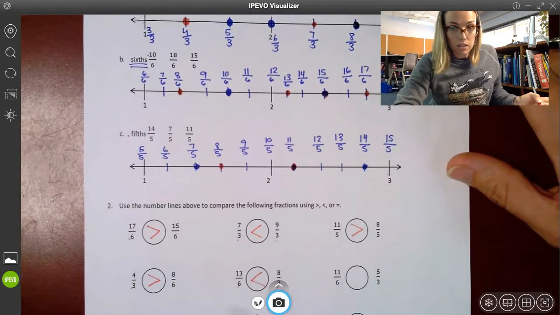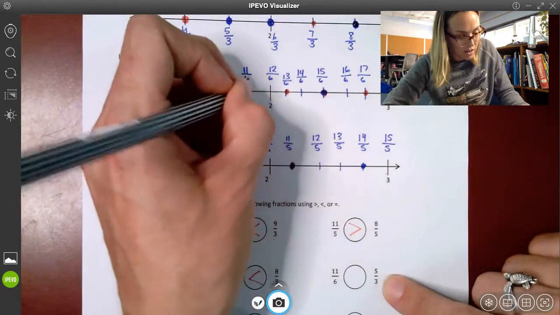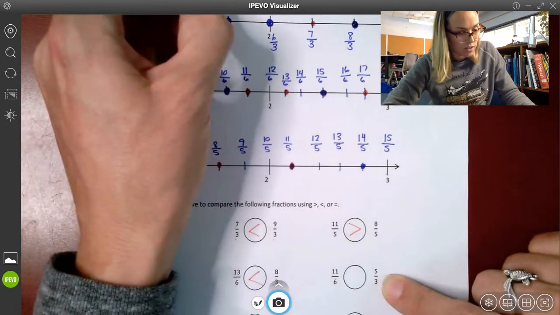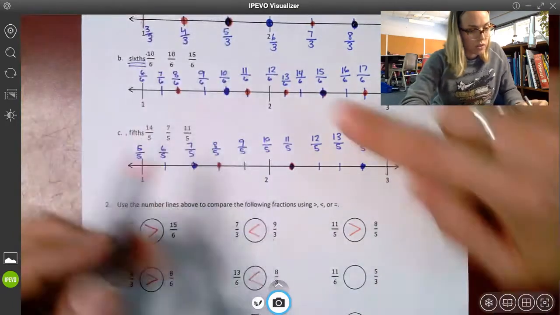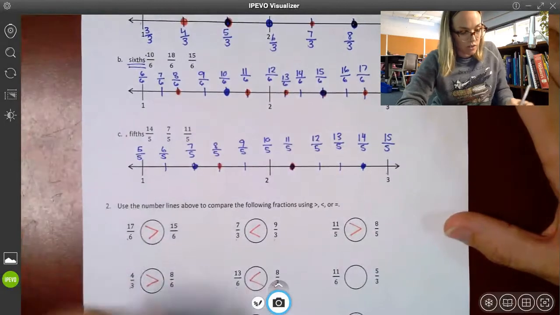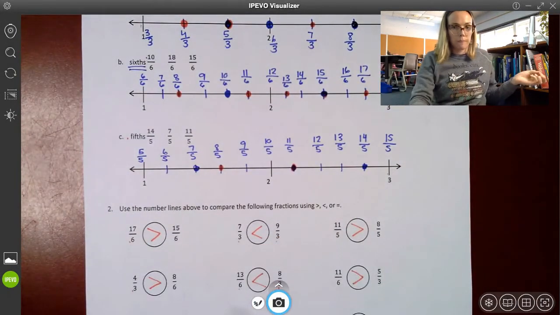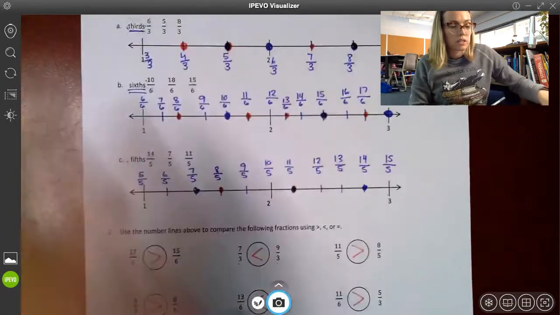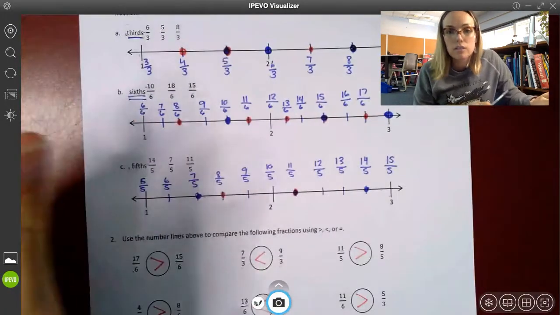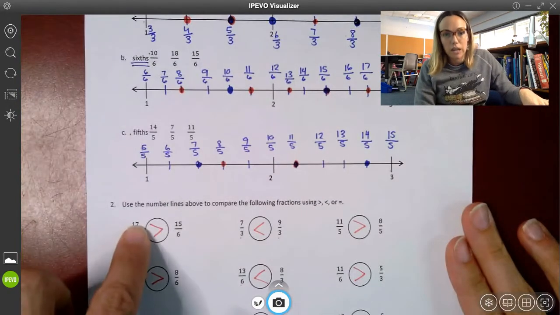And the last one we're going to do, 11 sixths is there. 5 thirds is here. Ooh, this one's pretty close. But to me, it looks like 5 thirds is closer to 0. So we use the number lines that we partitioned and labeled as a tool to compare the fractions.